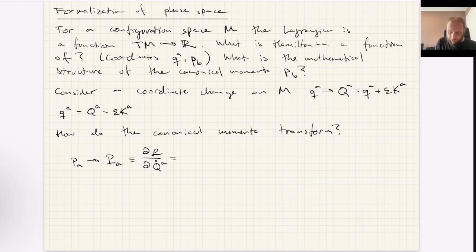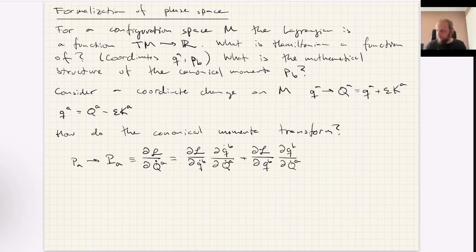So I can use the chain rule to write this as dL/dq dot b with a lowercase q, then dq dot b/dQ dot a, right? Plus the Lagrangian also depends on the q's themselves. So dL/dq^b, then dq^b/dQ^a, right? So this is just the chain rule of derivatives.